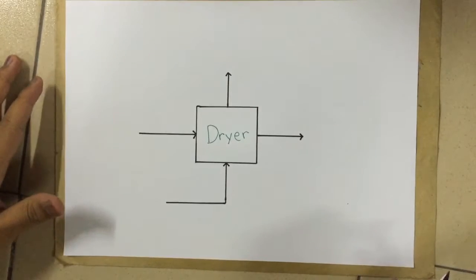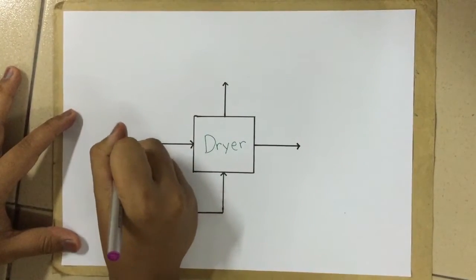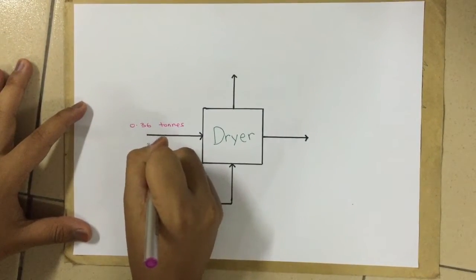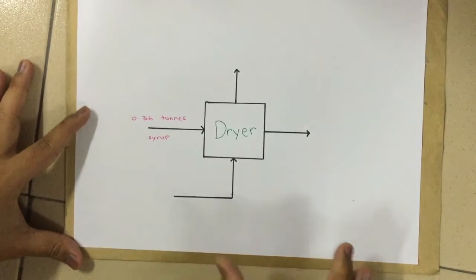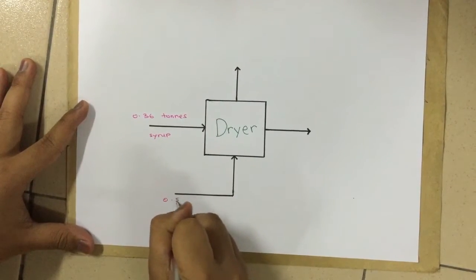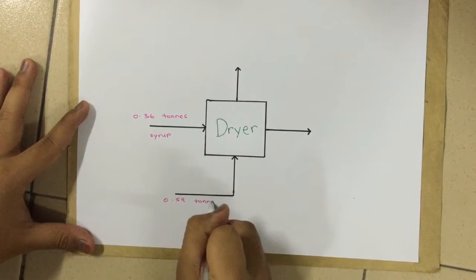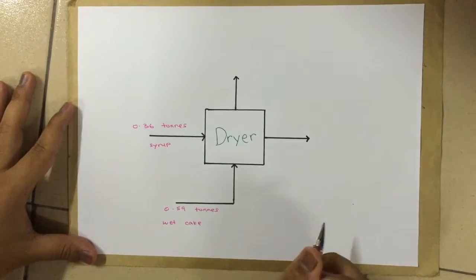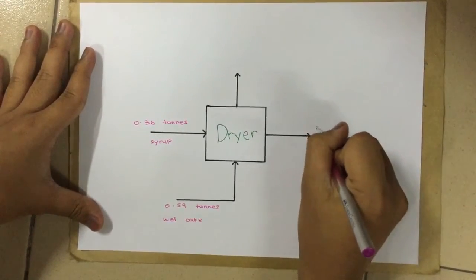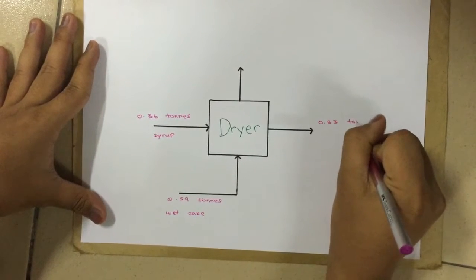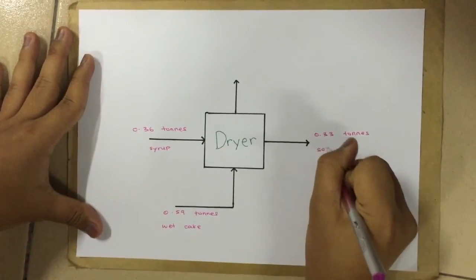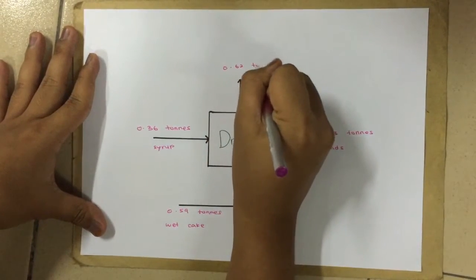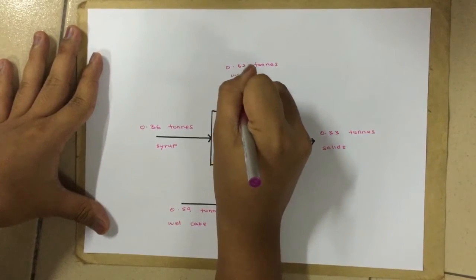As for the last stage, which is the dryer, 0.36 tons of syrup together with 0.59 tons of wet cake from the solid separation unit produce 0.33 tons of solids as well as 0.62 tons of wastewater.